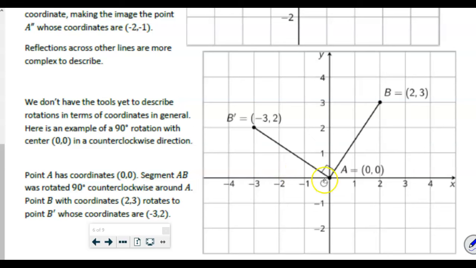However, take a look at this 90-degree rotation, rotated around the origin. Here are the coordinates (2, 3). Here it is rotated 90 degrees counterclockwise. Do you see some sort of similarities? Okay, so yeah, we're seeing something, but it's a little bit harder to describe, so we're going to work on that. Point A has coordinates (0, 0). This is all the things that I just mentioned, so we're good there.